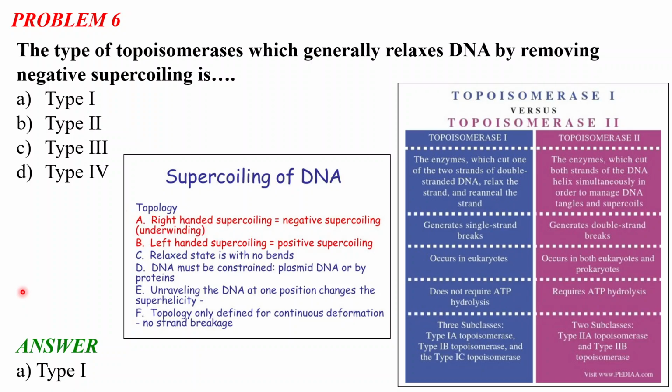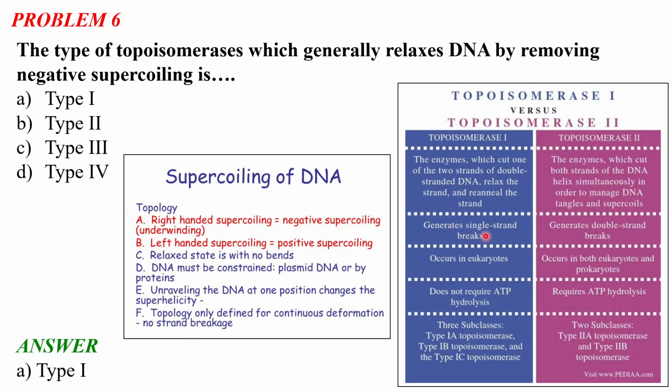So topoisomerase 1 versus topoisomerase 2. Majorly there are two topoisomerases, 1 and 2. Topoisomerases 1 cut one of the two strands of the double helix, relax the strand, and reanneal the strand. Topoisomerase 2 enzymes cut both strands of the DNA helix simultaneously in order to manage the DNA tangles and supercoils.